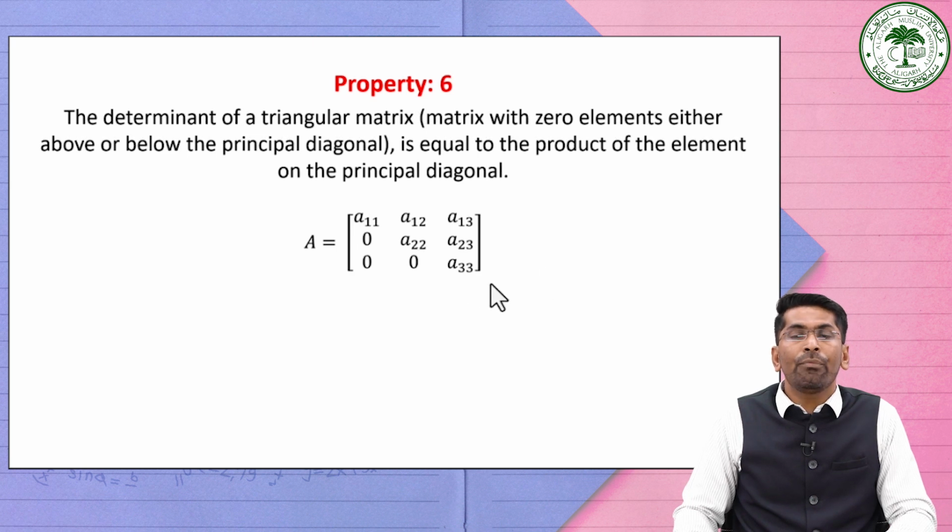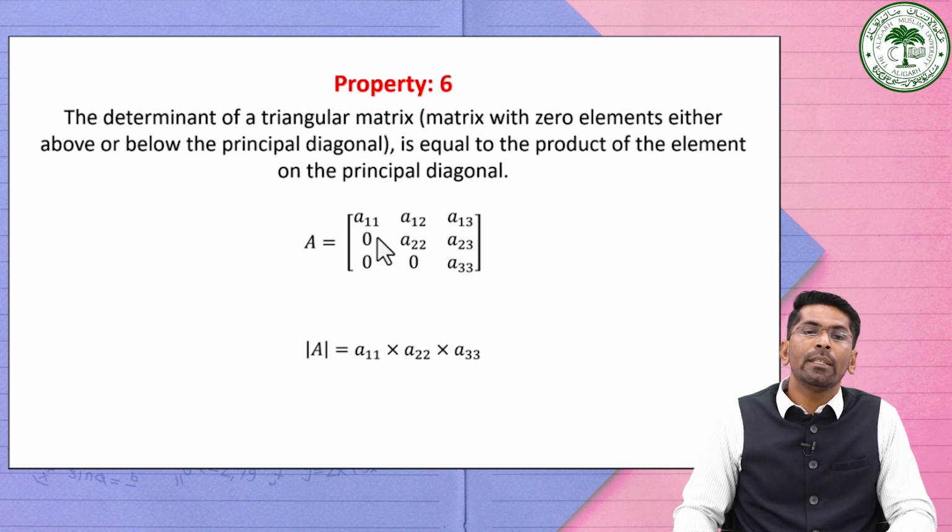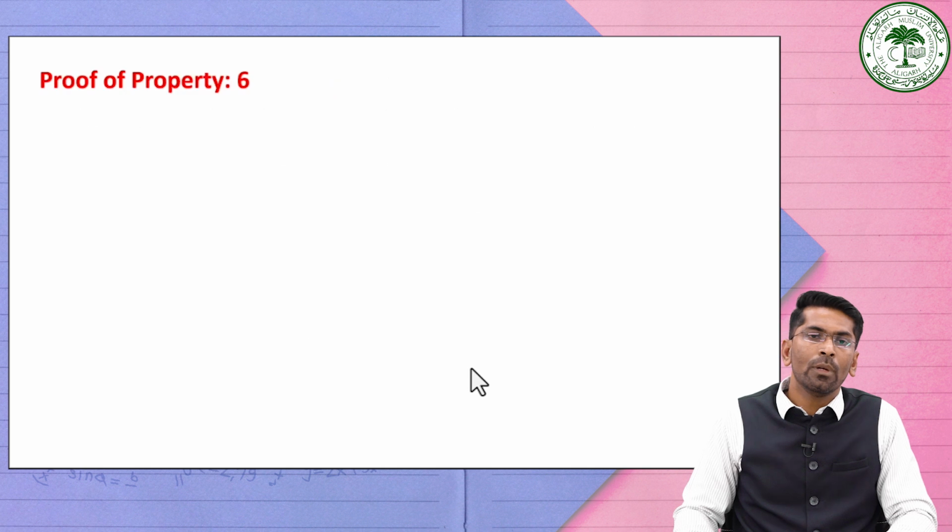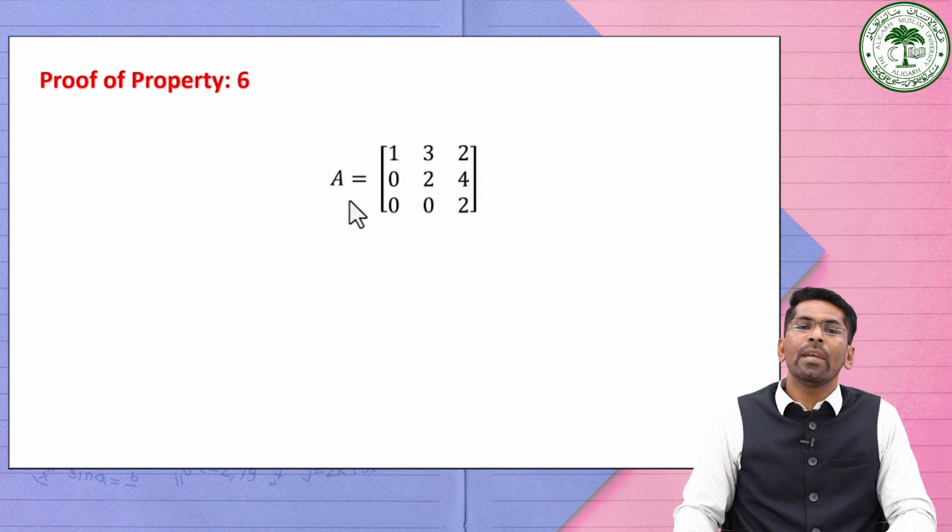So here you can find the determinant value. You can just take the product of the elements on the principal diagonal. So it is A11 into A22 into A33, and that will be equal to the determinant value. We are going to prove this. We have a given matrix A, which is an upper triangular matrix. Below the principal diagonal, all the elements are 0. So this is an example of an upper triangular matrix.